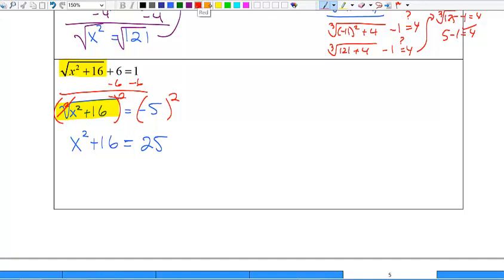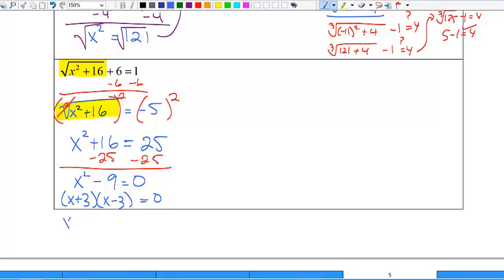This one looks like a square root method too, but just to give you a little variation, let's factor it. So we have x squared minus 9 equals 0. x plus 3, x minus 3. So I get positive 3 and negative 3 as my two solutions. So those are my two potential solutions that I think are going to work.